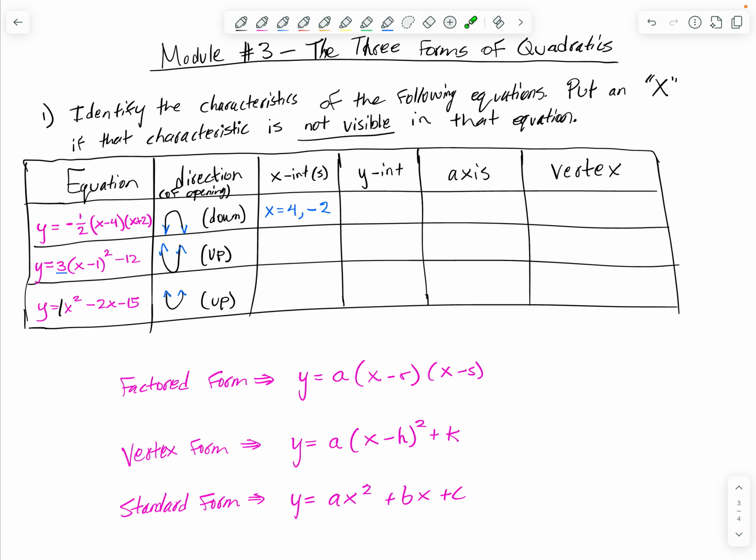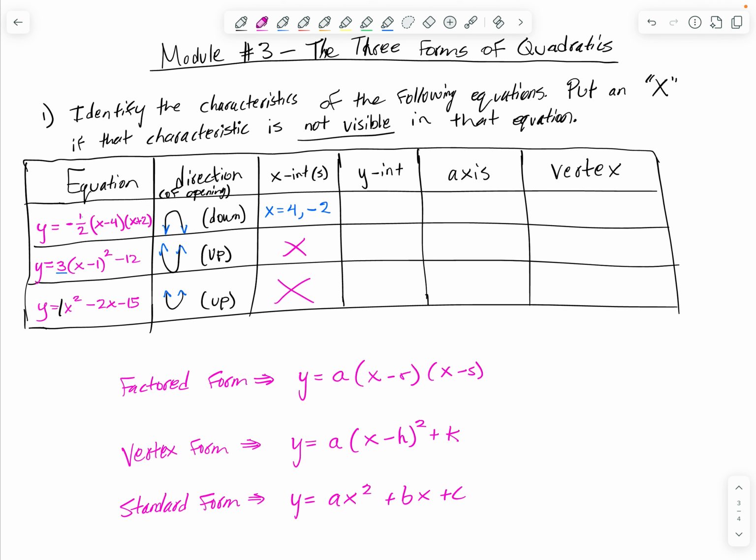If I look at the second equation, this is interesting, because just by looking at it I can't tell what the x-intercepts are. So I would just put an x here. From vertex form, it doesn't give me anything about the x-intercepts. Only factored form does. So I put an x there. From standard form, I can't tell what the x-intercepts are either, so I put an x there.